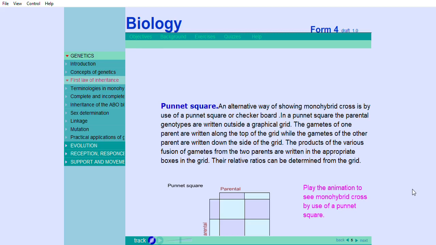The products of the various fusion of gametes from the two parents are written in the appropriate boxes in the grid. Their relative ratios can be determined from the grid. Play the animation to see monohybrid cross by use of a Punnett square.